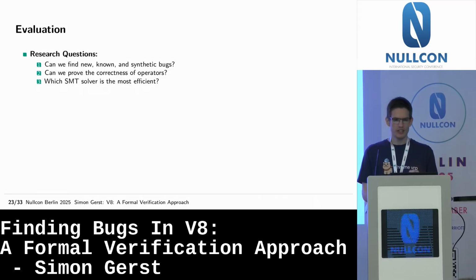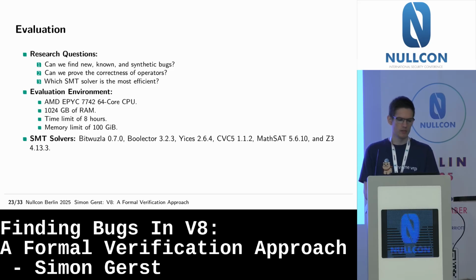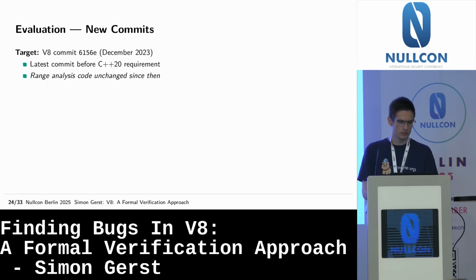So yes, as I said, every academic work has an evaluation. So my research questions were, can I find new bugs? Can I find some old bugs, like the 3 old bugs I mentioned? And can I also find some synthetic bugs I inserted myself? Can we maybe prove that the operators are correct? And also what was interesting was to look at different SMT solvers. Maybe there's one which is the most efficient. And yeah, I had a very beefy machine, usually a time limit of 8 hours and 100 gigabytes of RAM. And yeah, quite a few different SMT solvers.